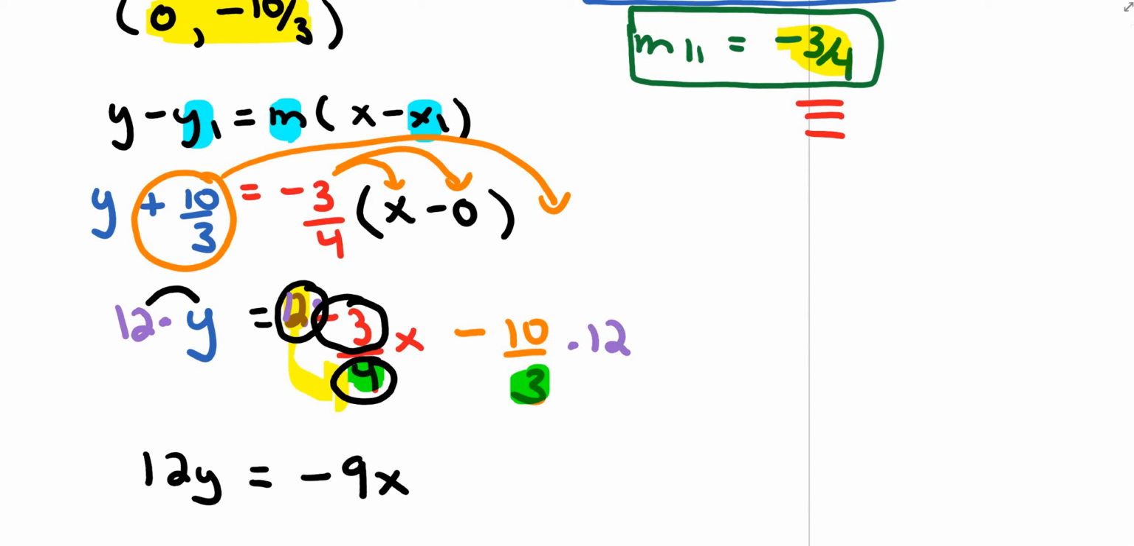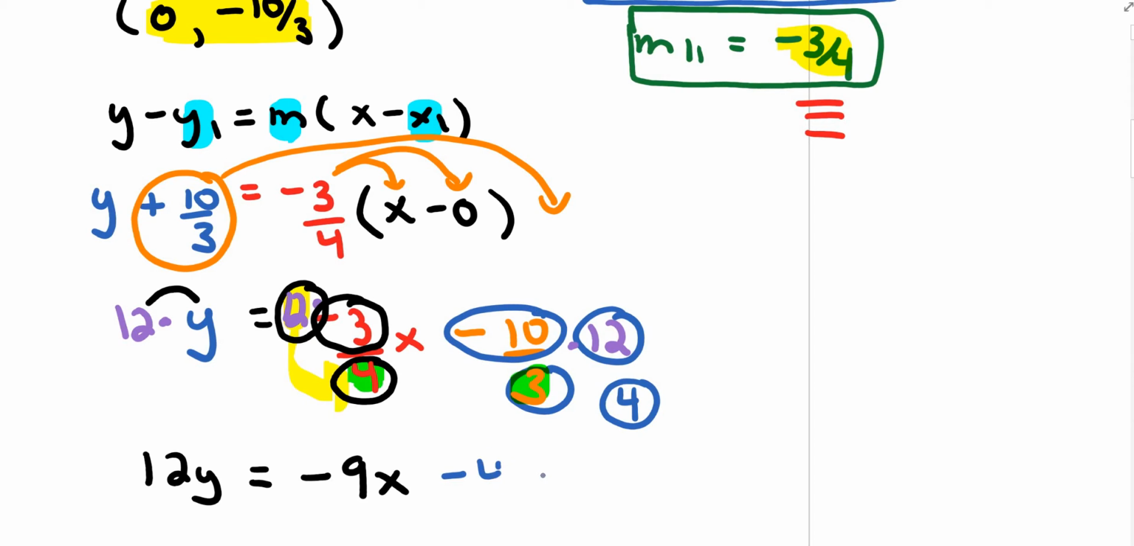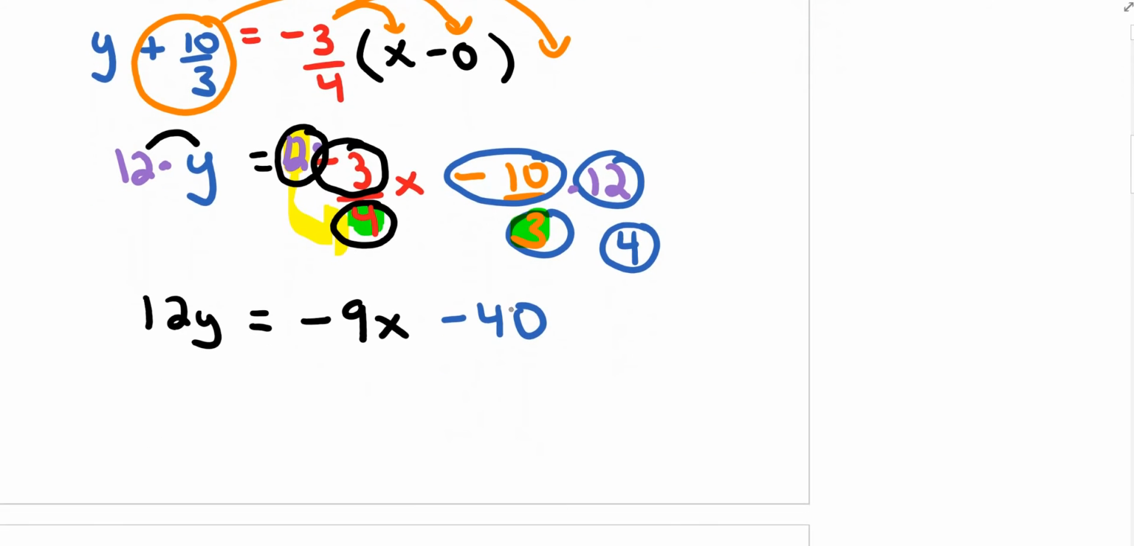And then, what's 12 divided by 3? Well, 12 divided by 3 is 4. And then what is 4 times negative 10? Well, 4 times negative 10 is negative 40. All right, so we do quite a bit of those exercises in class. You can just make sure you get your calculations correct there.